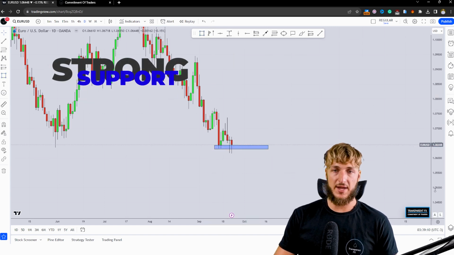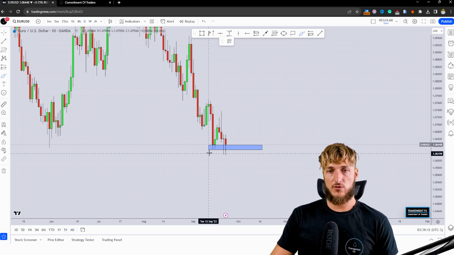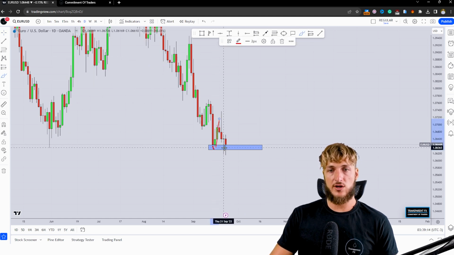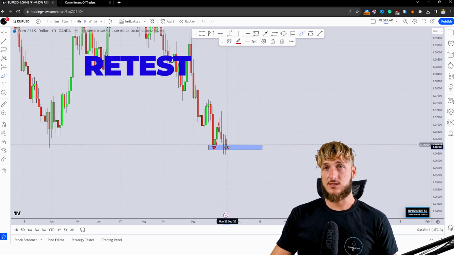Now, what we can notice at the moment is that we do have some structure support here from a daily perspective at this level. In fact, from here, this previous correction started, and at the moment, the market is testing the same zone.